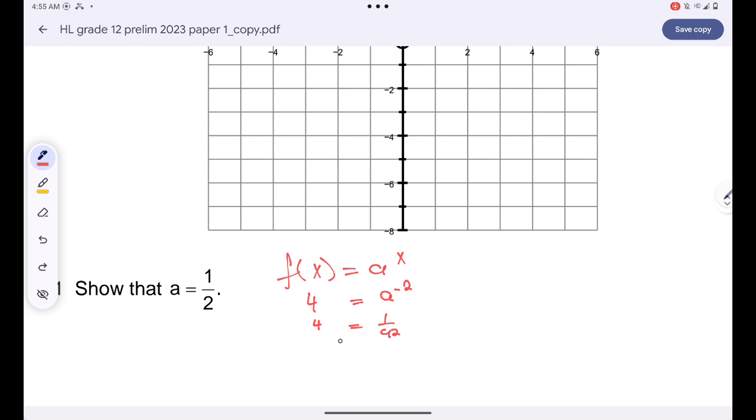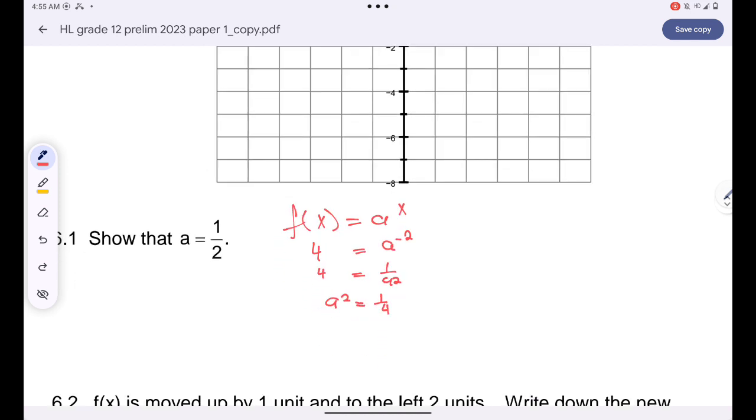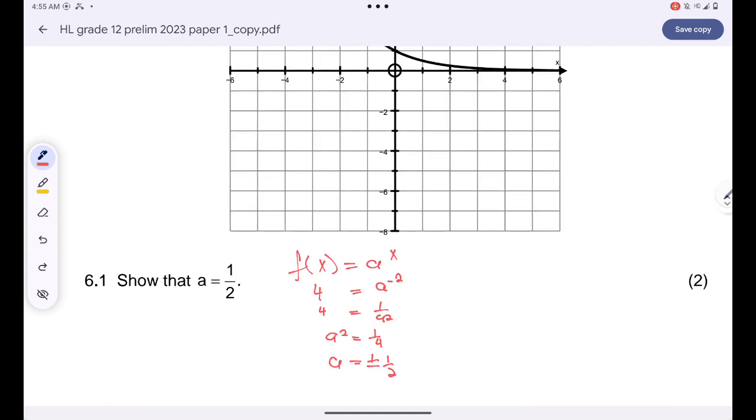If you cross multiply, then a squared will just be equal to 1 over 4. You can take square roots on both sides. You'll end up having a being equal to plus or minus 1 over 2. Are you together? However, guys, the value of a is always between 0 and 1. This is why a is just equal to a positive half only.